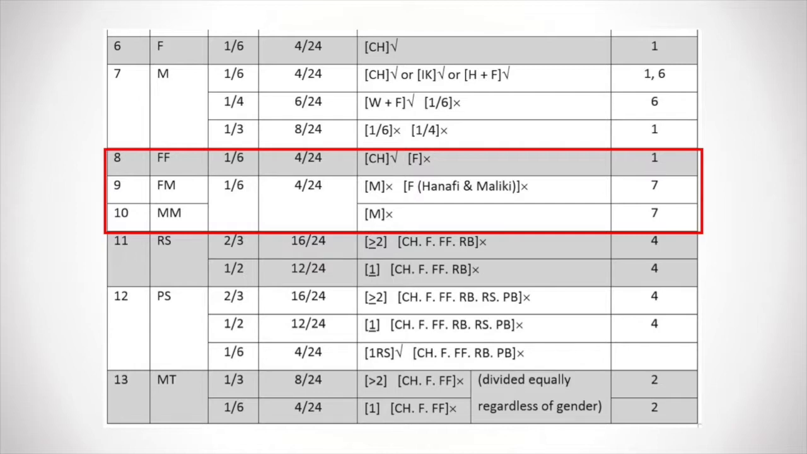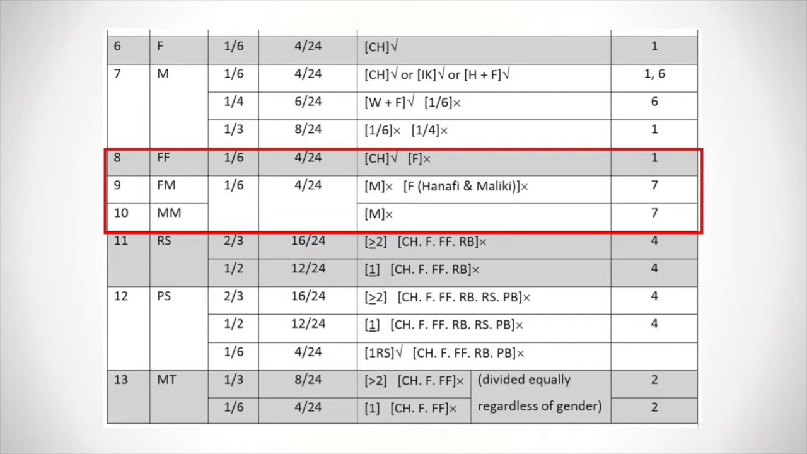Then is father's mother, FM. She gets 1/6 if the mother is not present, and as per most of the schools of thought, the father is also absent. So both when there is no mother and there is no father of the deceased person at the time of the death, then paternal grandmother, which is father's mother, will get 1/6. Maternal grandmother gets 1/6 as well if the mom is not present. And if they both are present, father's mother and mother's mother, then they will share the 1/6 equally.